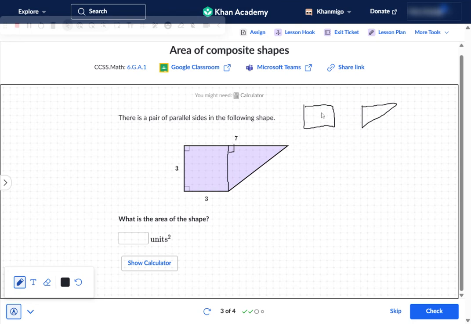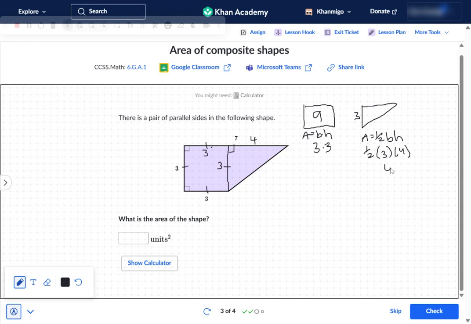3 times 3 is 9. Again, because our area is base times height for squares and rectangles, so 3 times 3, that's how we got 9. And for here, if this distance is 3, right, and it's a square, all of these distances should be 3. So for our triangle, 1/2 base times height, the base is 3, and the height, again, if this is 3, the total is 7. 7 minus 3 is 4.